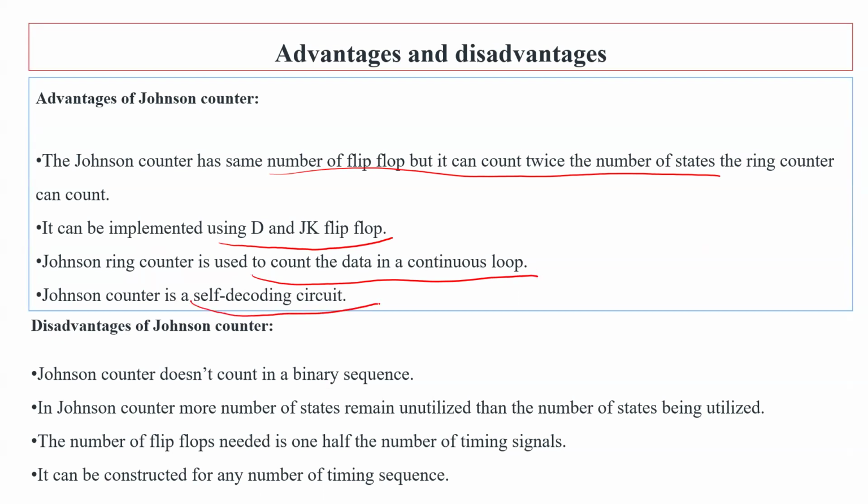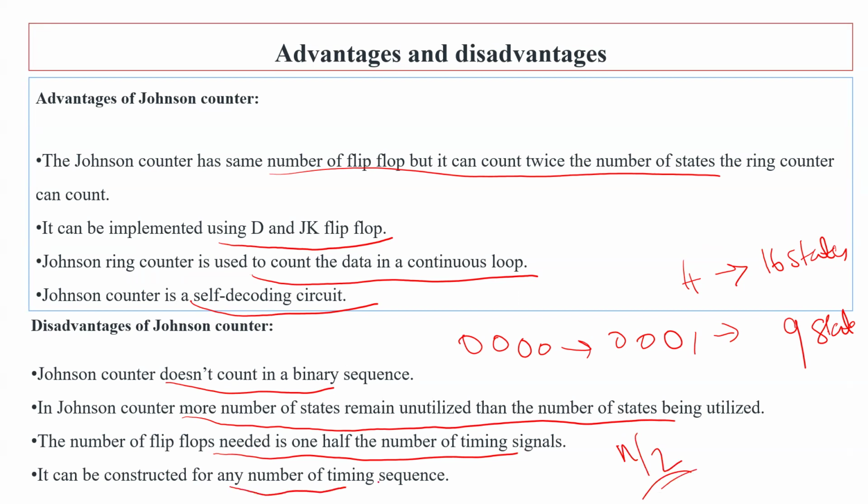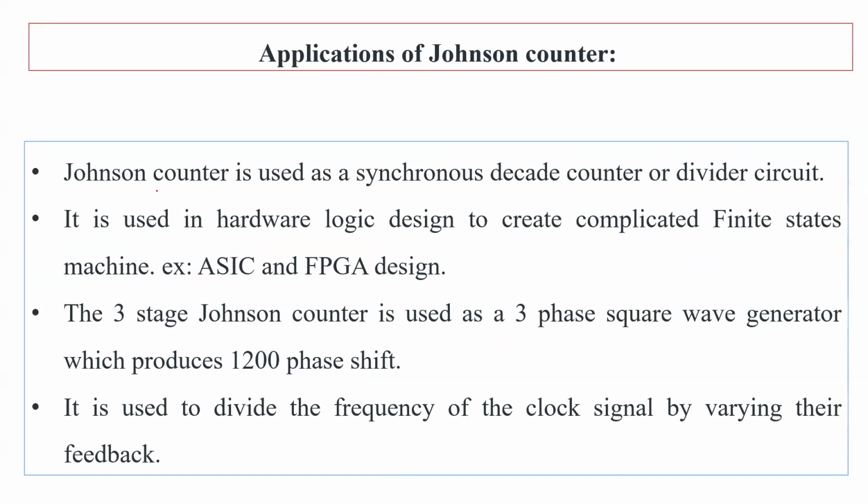What are the disadvantages? It can't count in the binary sequence, in the order 0000, 0001 and so on. More states remain unutilized: as it is a 4-bit counter, 16 states are available, but how many states are used? Only 8 states are used. The number of flip-flops is n by 2 of the number of timing signals. It can be constructed for any number of timing sequences, but a sequence cannot be constructed arbitrarily.